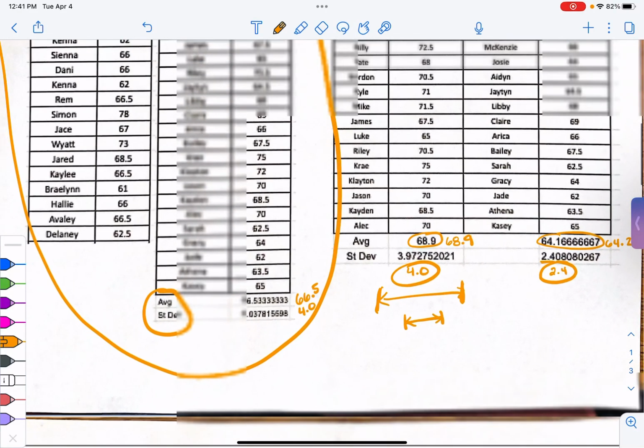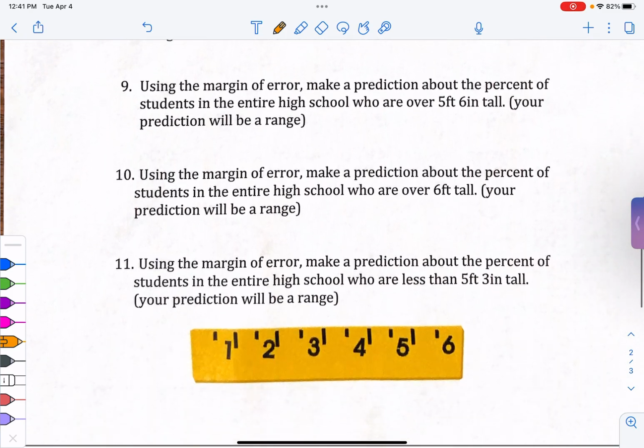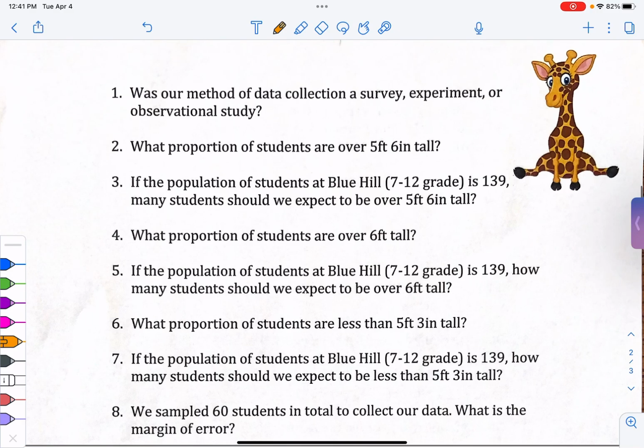Okay, so now you guys have another sheet of paper that's gonna break down some things on here, and I'm gonna do a couple of these with you just to get you started, to kind of show you what I'm talking about. So number 1, you go ahead and answer the question for number 1. Is it a survey, experiment, or observational study when we collected that data? And then it says, what proportion of students are over 5 foot 6 inches tall?